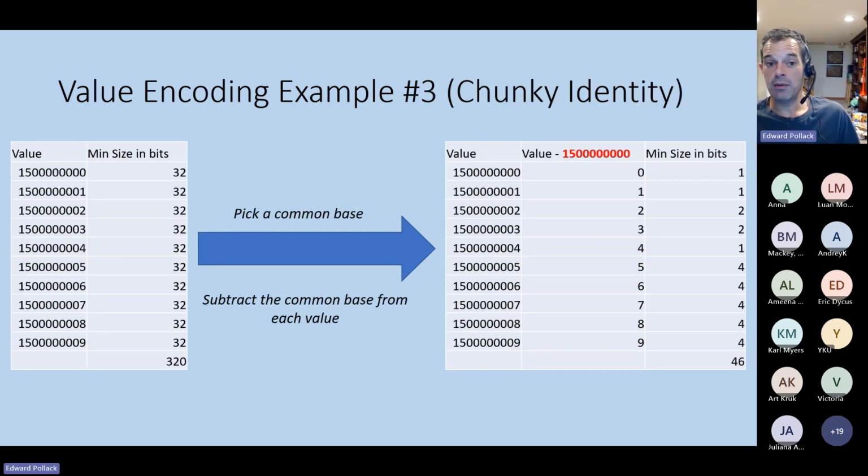Here's an example where value encoding like that can save mountains of space. We very often think that identity columns can't compress very well. They're all unique values. Oh my gosh, they're all unique. We can't possibly compress 1 million unique values, can we? And the answer is yes, you can.